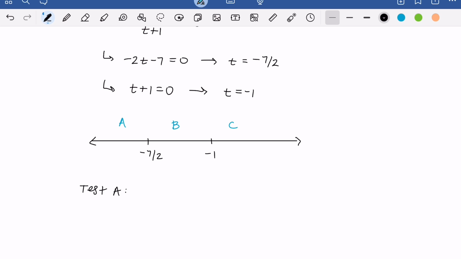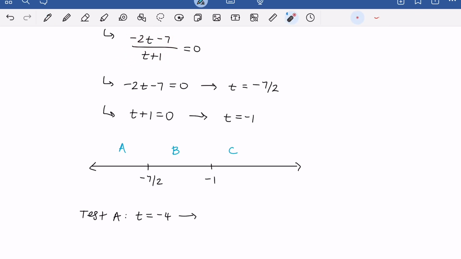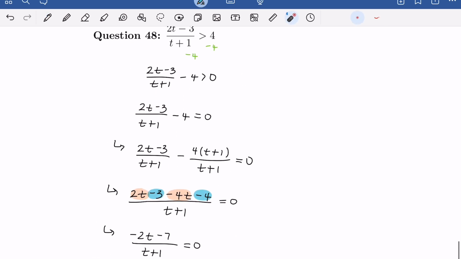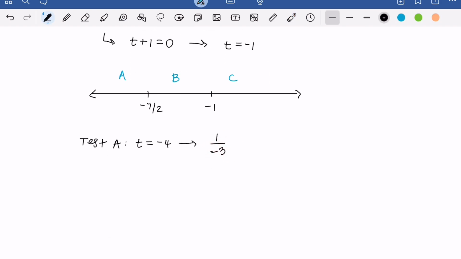In the first interval, I'm going to pick negative 4. That's a number that's less than negative 7 over 2. Plugging negative 4 into this expression, I'm going to get 1 over negative 3, and so this is going to be less than 0. If we go back up to our original inequality, we want to figure out what t values will make this greater than 0. Well, we have a negative, so this is never going to be greater than 0. This is not a true statement, so none of our solutions are going to lie in this interval.